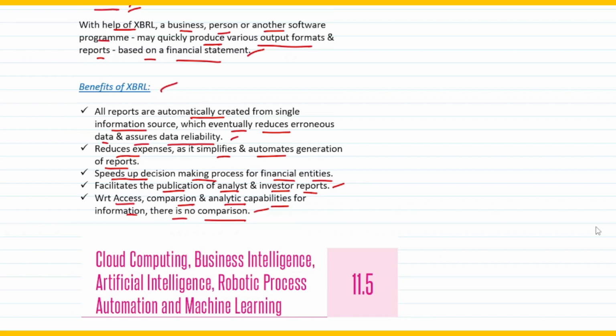Right. So with this we finish XML and XBRL. In the next chapter we'll be doing 11.5. We'll be covering cloud computing, business intelligence, artificial intelligence, robotic process automation and machine learning. Very important from an exam point of view. Very likely that some questions may be asked from this topic. Hence we'll be covering this topic and 11.6, which is a very small portion, and we'll do MCQs, and with that we will be finishing the entire business data analytics.